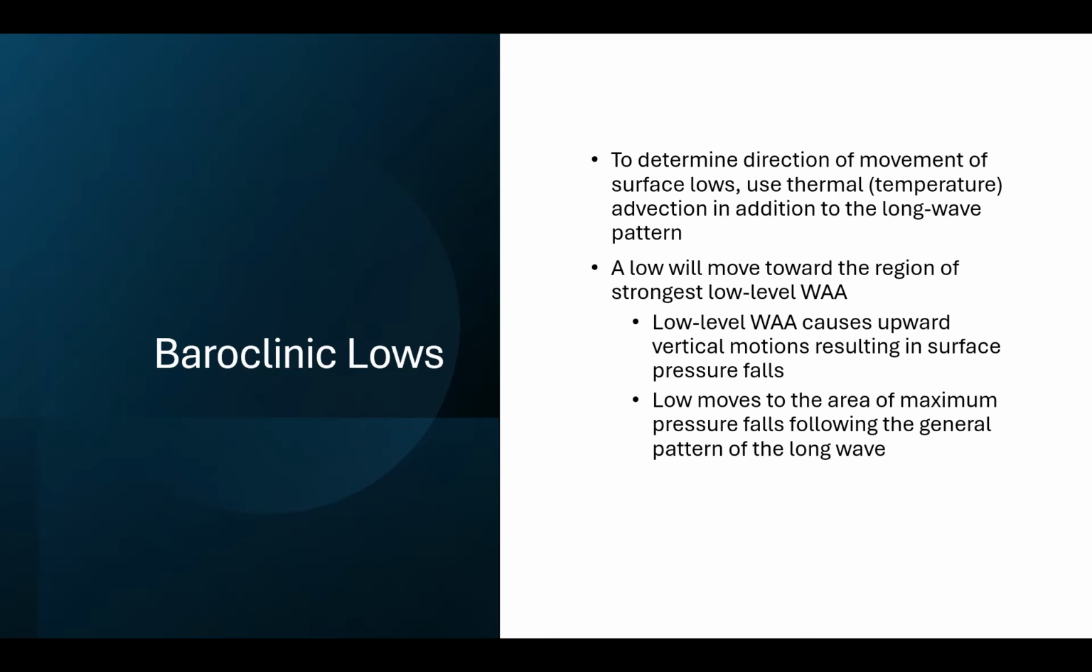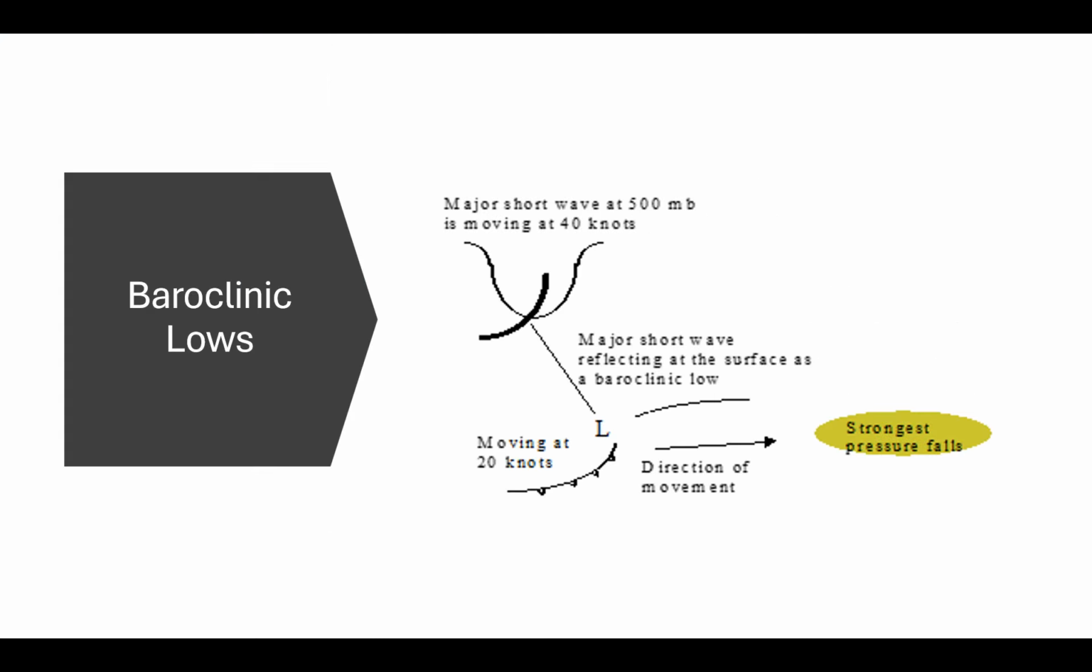We call this the isobaric analysis, isobar lines of equal pressure falls. And wherever you have the steepest or sharpest pressure falls out ahead of these baroclinic lows, that's generally where they're going to go. All right, so take a look at the baroclinic low here.